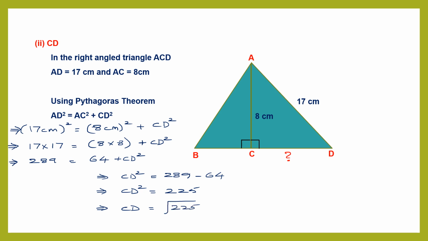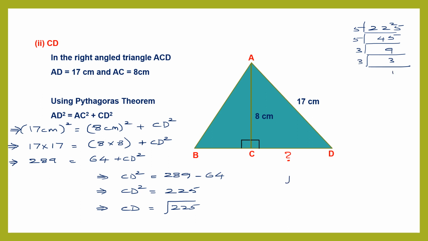So to find CD, we have to find the square root of 225. So let's find the prime factors of 225. Let's begin with 5. 5 fours are 20, then you carry 2, you have 25, 5 fives are 25. Again continue with 5, 5 nines are 45. This time we continue with 3, 3 threes are 9, and again with 3, 3 ones are 3.